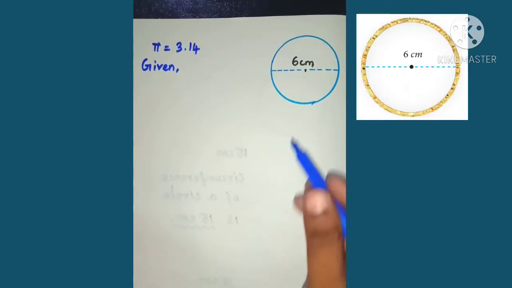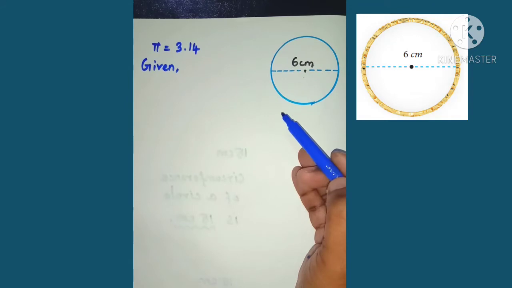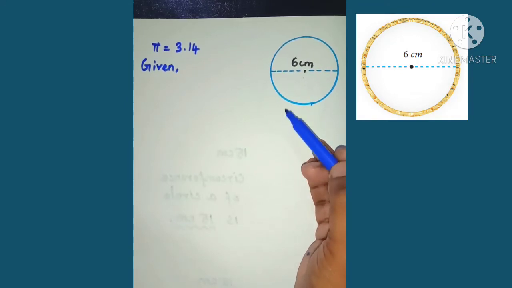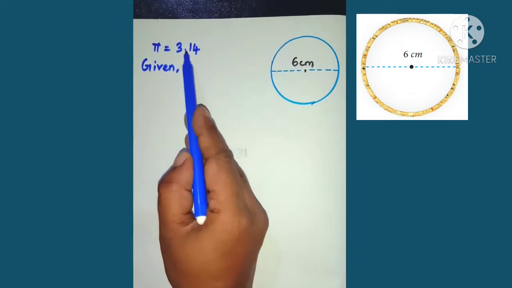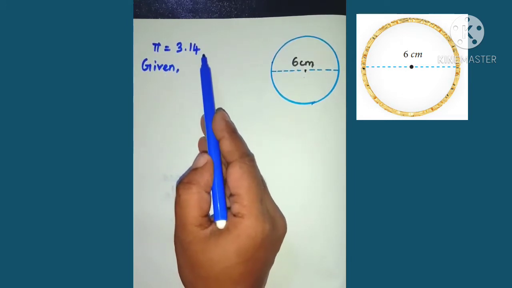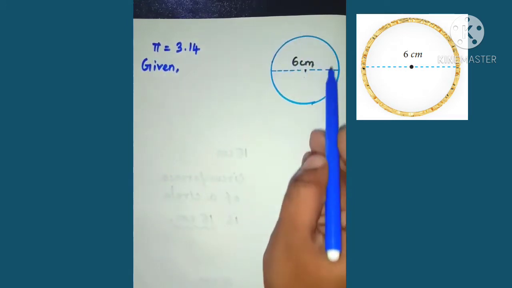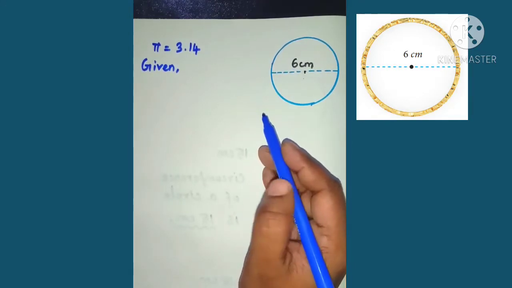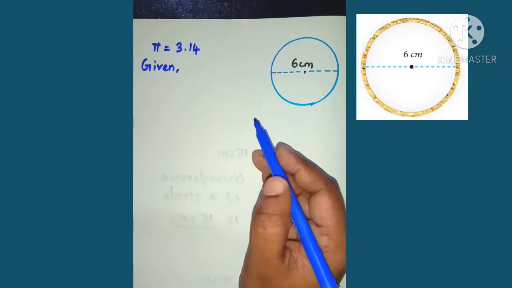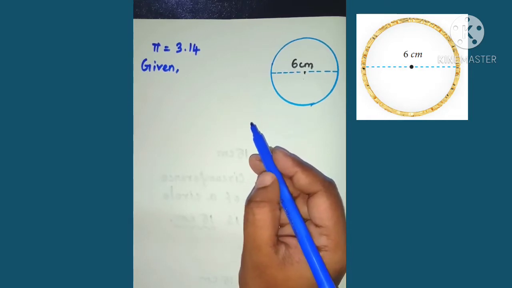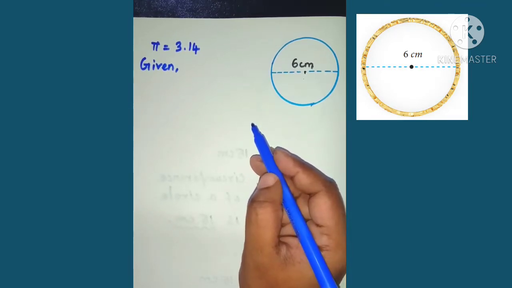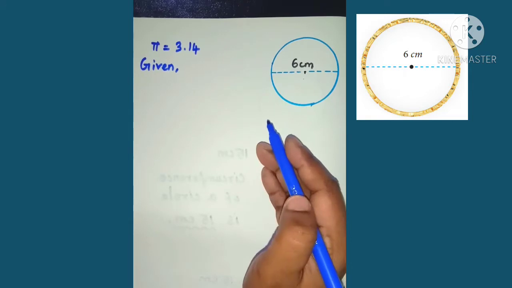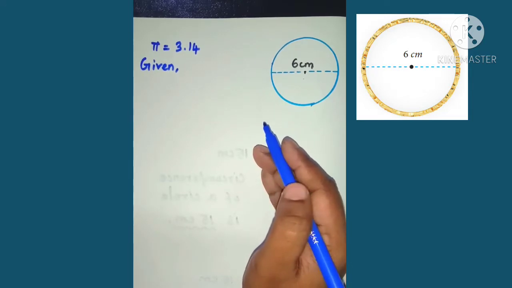Students, calculate the circumference of the circle. Here, a bangle of circular shape is given, and here pi is equal to 3.14. So we have to find the circumference of the circle. We know that the circumference of a circle is 2 pi r units. So here we have to find the value of r, and pi is given. So multiply all the values to get the circumference of the bangle.